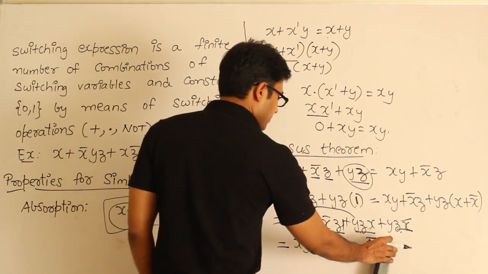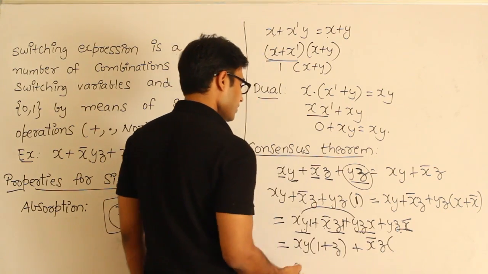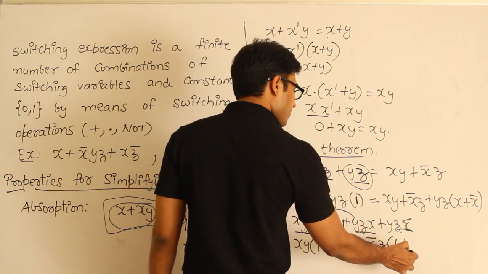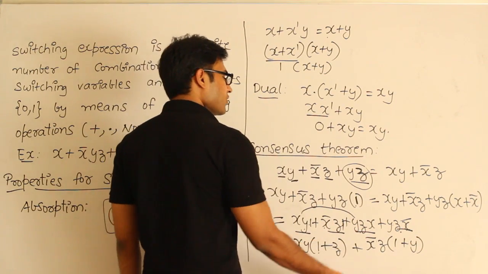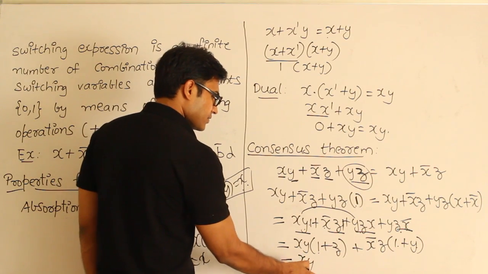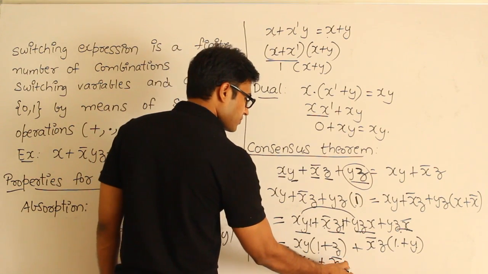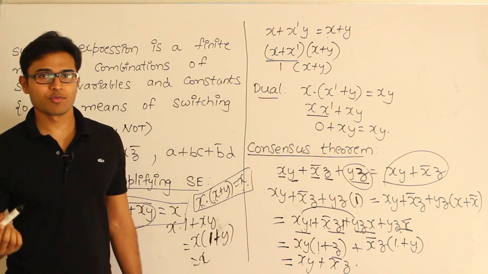If you pull out x prime z, then what do you get? 1 plus y, right? So 1 plus z is nothing but 1, and 1 plus y is nothing but 1. Therefore what do you get? That equals xy plus x prime z, which means this one, right? It is very interesting and very, very important also.